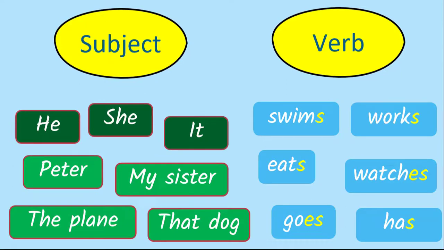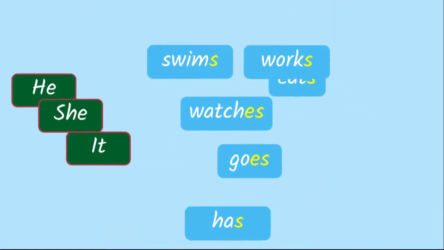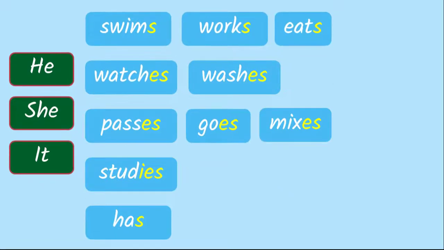Now for he, she, and it, we said that we add an s. She watches TV in the evening. My sister has a dog. Now, there are some rules that we're going to see now.